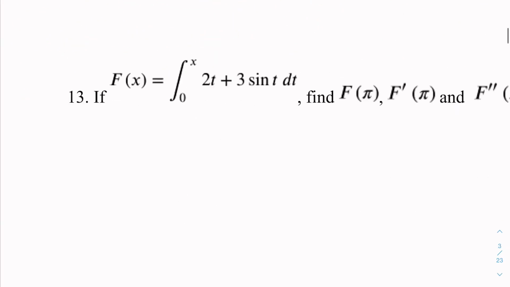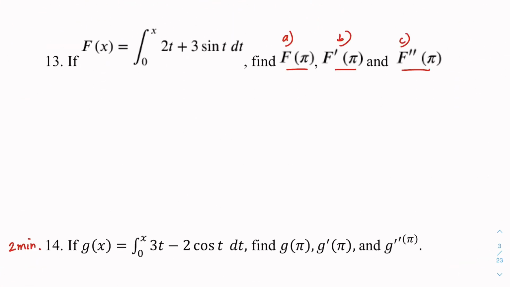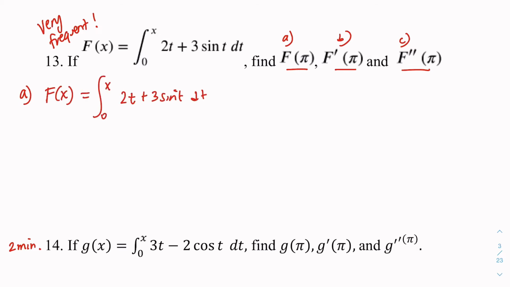Let's apply the same thing for the next problem. So for these problems, which by the way are very frequent on the FRQ portion of the AP exam, here's how you should approach it every single time when you're finding a value at a number. First, write down what you need to find first. If I need f of pi, I should first find f of x. Well, I'm already given f of x. So my next step, I immediately just plug it in. F of pi will be the integral from 0 to pi of 2t plus 3 sine t dt.